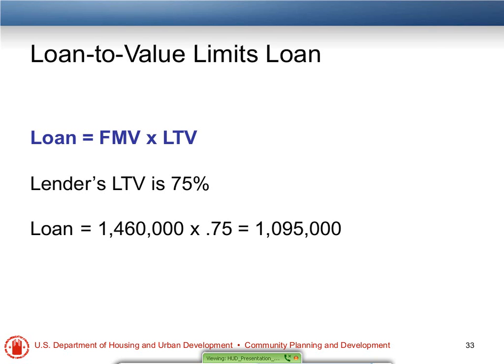That's what we call the collateral risk. They're lending a percentage of the collateral, 75% of collateral. It's a way that the lender could be repaid in the event of foreclosure. If they foreclosed and were able to sell the property for at least 75% of value, that would repay their loan in full.